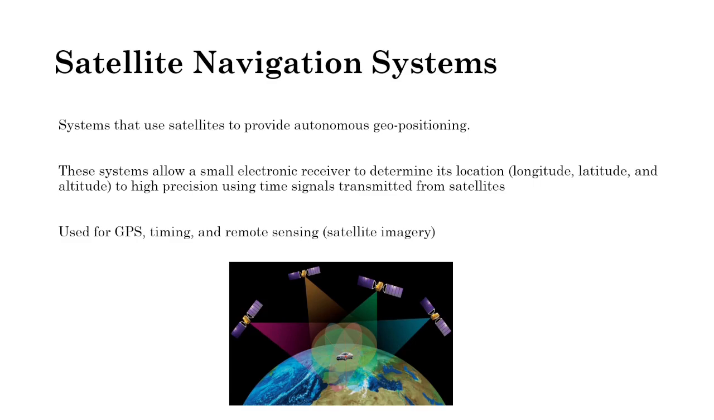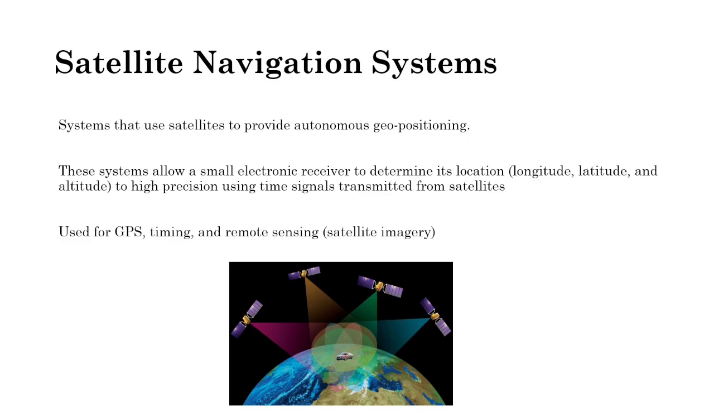And they use time signals transmitted from the satellite. So what does this mean? They determine your location very precisely at a specific point in time. So they're not like, let's say I was in South Dakota last week. The satellite's not going to say I'm in South Dakota right now. It's going to say I was in South Dakota last week.